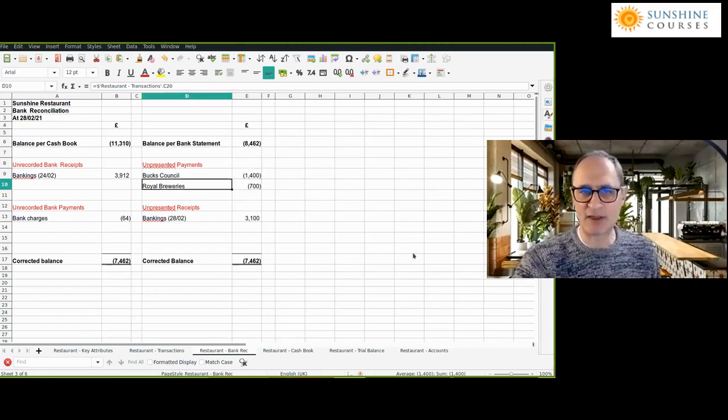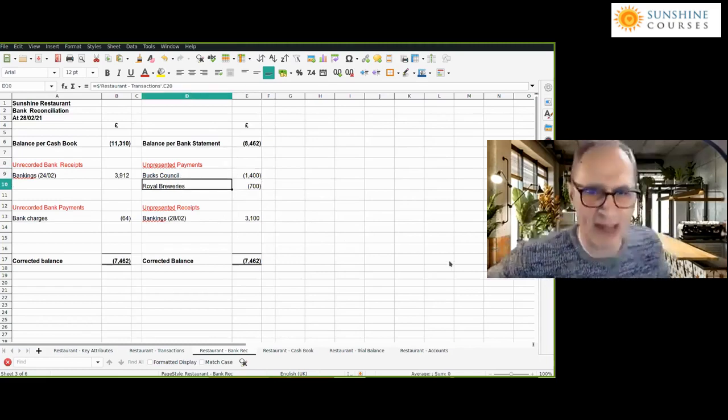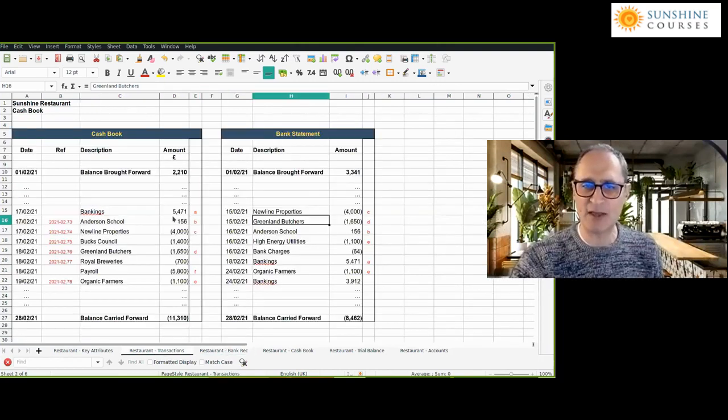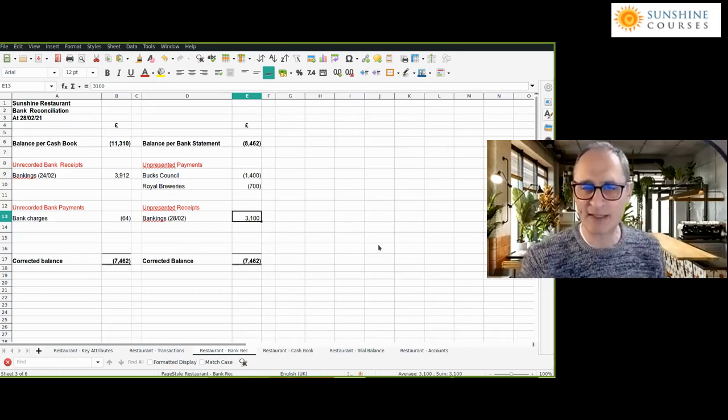Similarly, there was another check to Royal Brewers. Again, that went through on the 2nd of March. However, on the 28th of March, you can't see it in this list because it doesn't go to the 28th of March, but on the 28th of March, we had banked some money which had cleared the bank, but we'd forgotten to record it in the bank statements. So we've actually got an error in the bank statements.